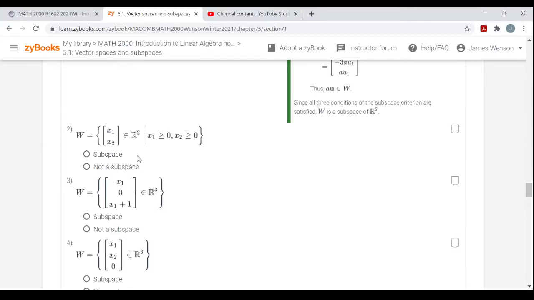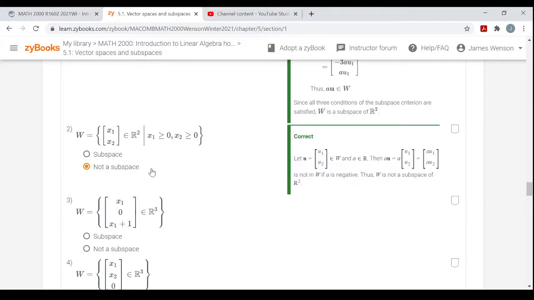Because remember, that has to be for any scalar, any real number. So if you take a vector with non-negative components, say 1, 6, and multiply it by a negative scalar, say -2, you end up with the vector -2, -12. You end up with a vector with negative components, and that is not in W. So this isn't closed under scalar multiplication, wouldn't satisfy all 10 vector space properties, not a subspace.